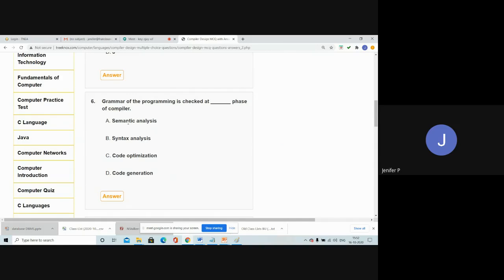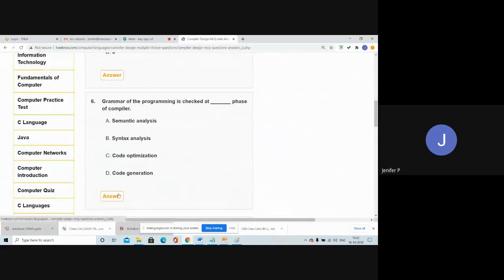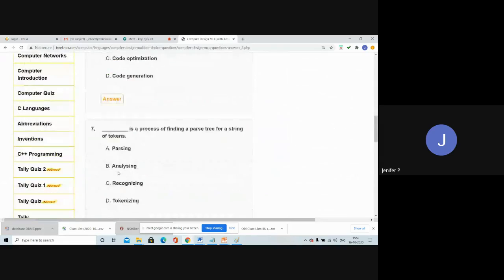Semantic will be checked only for the type. Okay, so automatically what you got, your answer will be okay, syntax analysis, right? Very good. Yeah, so the answer is syntax analysis.